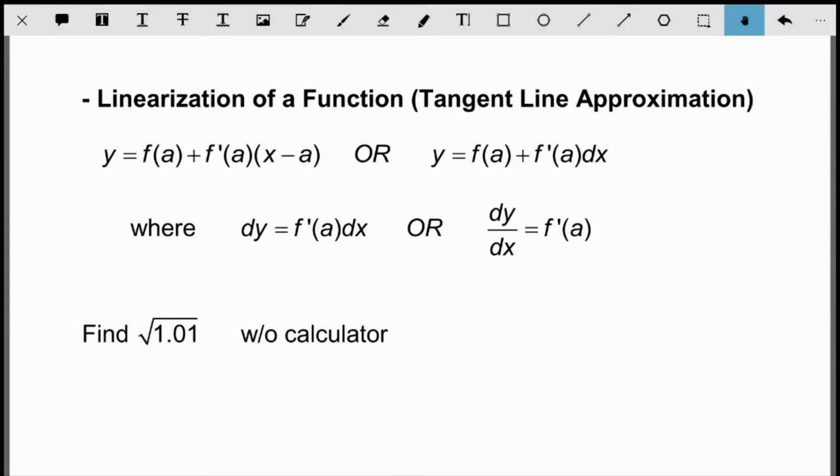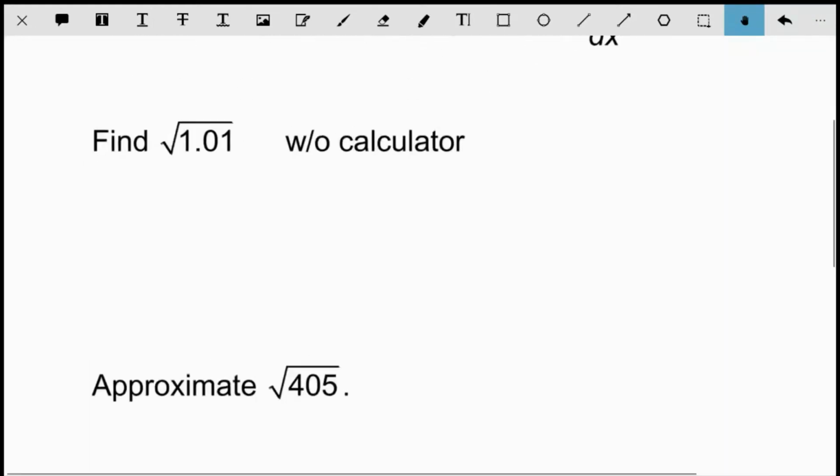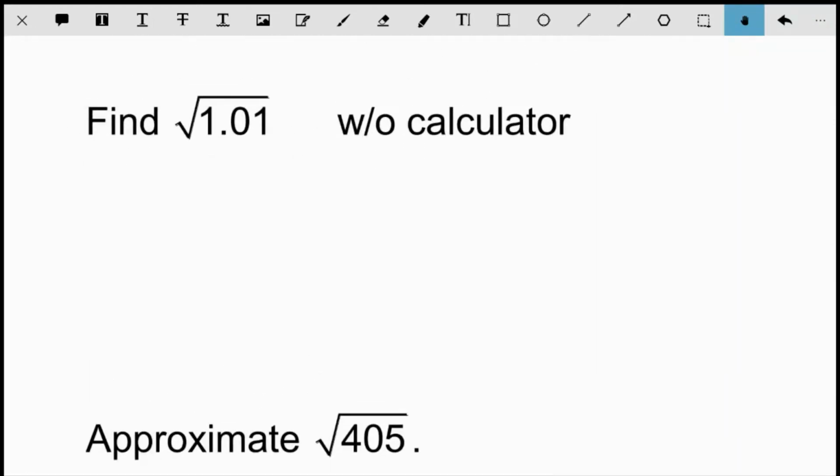All right, so let's go through some examples of how we would actually use this. Now, this is probably not the most practical use of this method, because this is something we could just plug into the calculator anyway, but it just gives you something that's easy to understand and easy to compare to the actual values that you would see on the calculator.